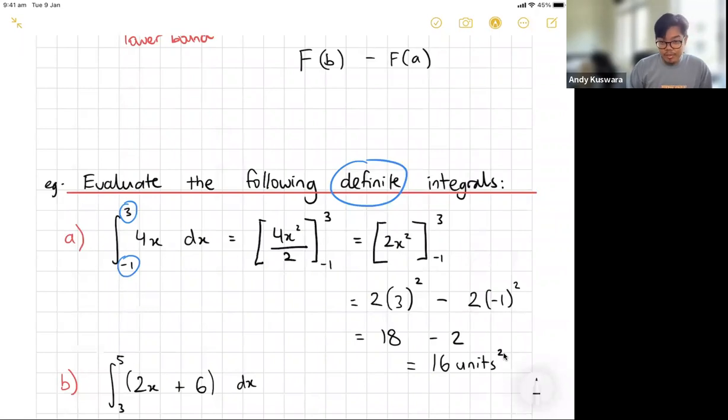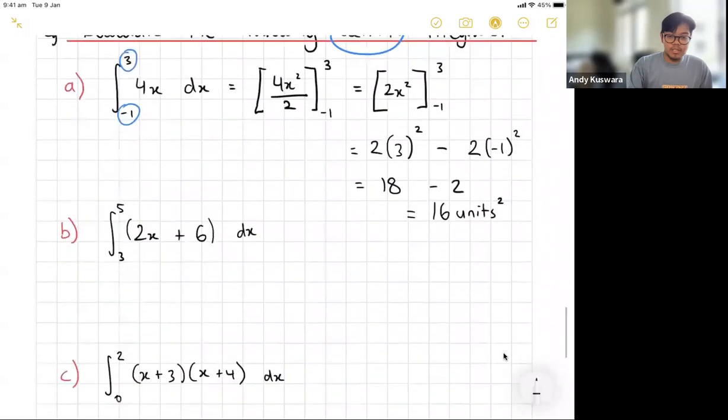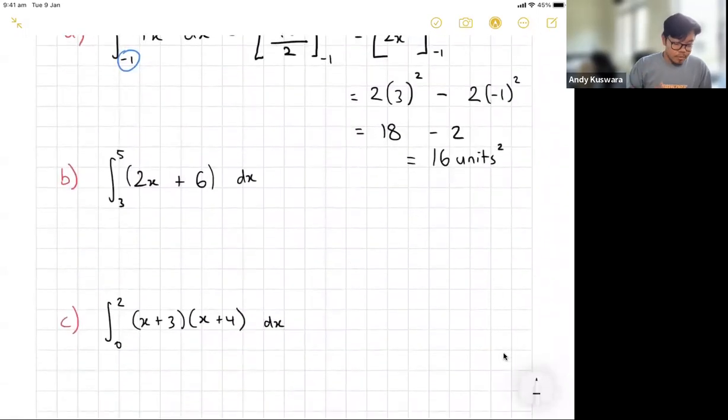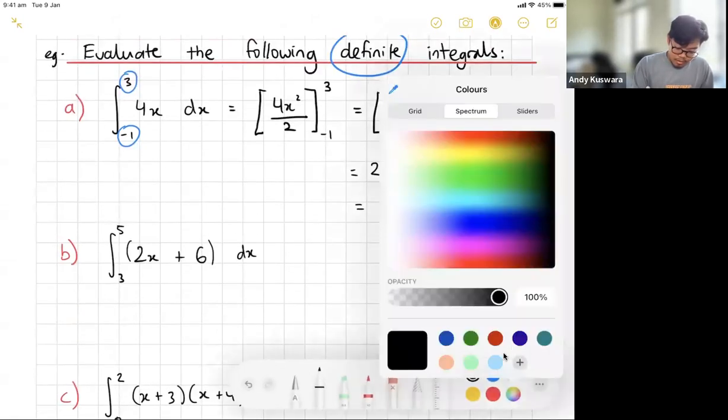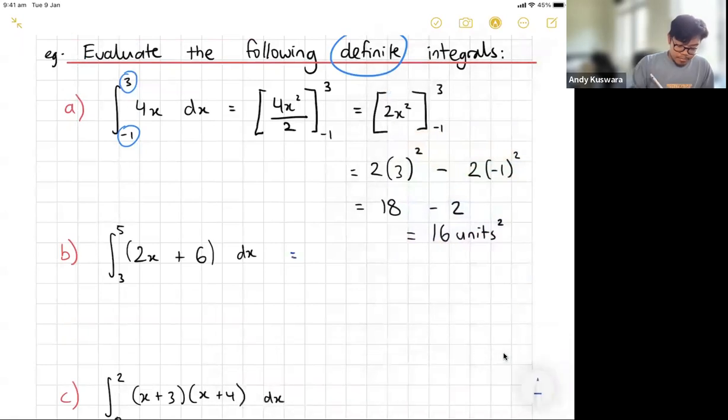A little bit of a process. So you always do the primitive, and then you substitute in the values, and then you take them away from each other. Let's try something like this. Hopefully, the more that you see this, the easier it will become. Now let's take a look. I'm going to use a different color so I don't get confused here. All right, so let's take a look.